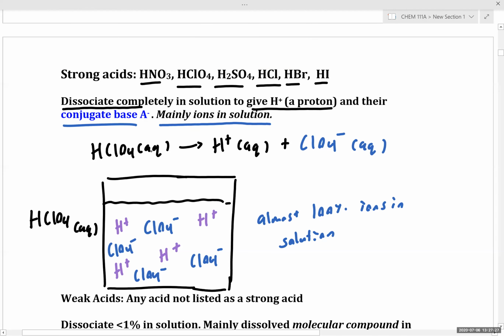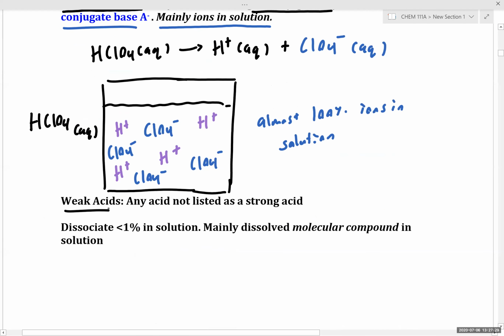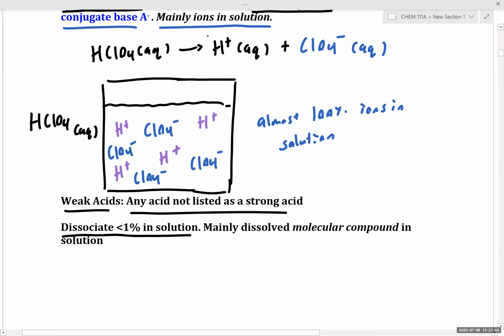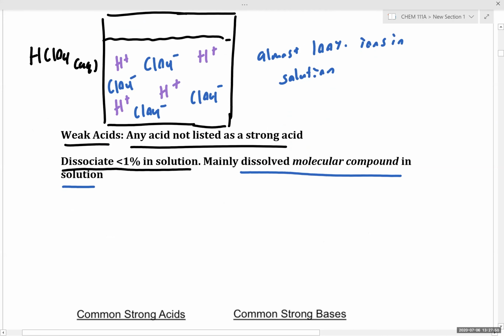Okay, so looking at weak acids. Weak acids are any acid that's not listed as a strong acid. Weak acids dissociate less than 1% in solution. As a result, we have mainly molecular compound in solution. We have a little bit of ions, not a lot, but a little bit.